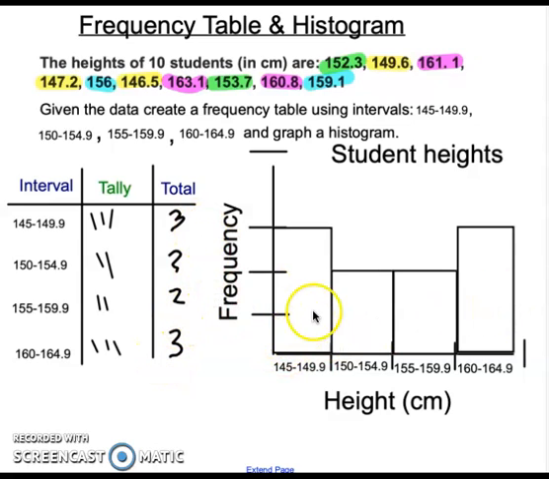We have these four intervals. We should have bars at 3, 2, 2, and 3. You should have height down here, frequency here, and some title up here like student heights. Okay, so hopefully that's what yours looks like.